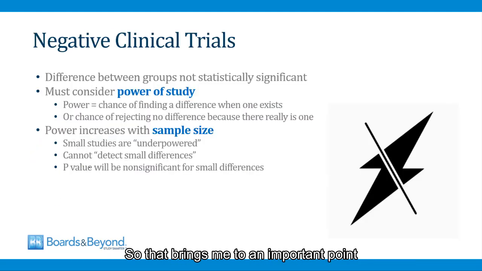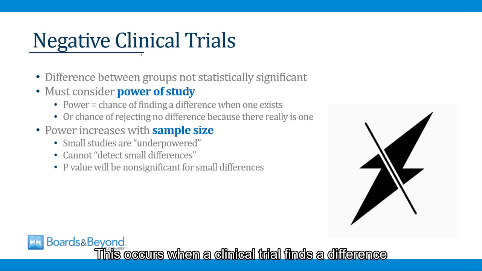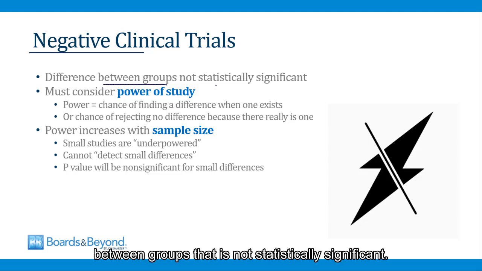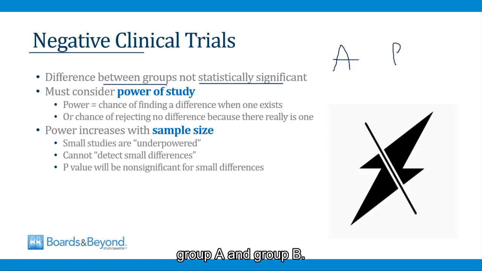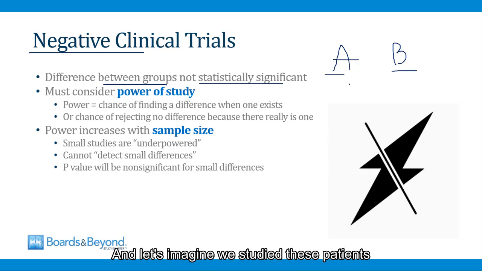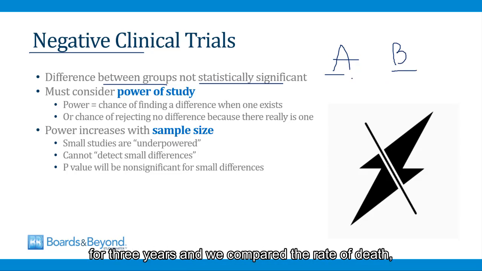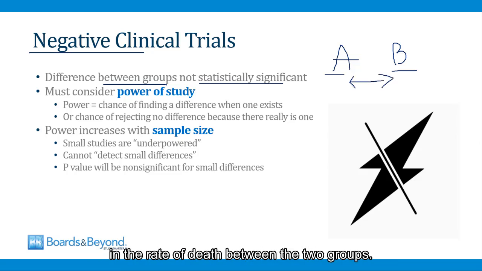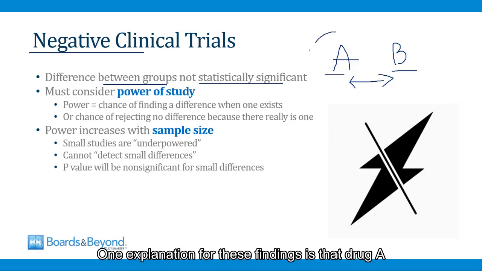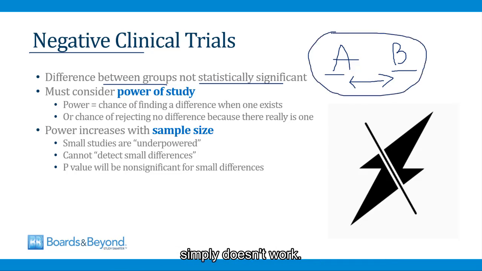So that brings me to an important point about negative clinical trials. This occurs when a clinical trial finds a difference between groups that is not statistically significant. So imagine we had a trial with two groups, Group A and Group B. Group A received a cancer drug and Group B received a placebo. And let's imagine we studied these patients for 3 years and we compared the rate of death, and there was no significant difference in the rate of death between the two groups. One explanation for these findings is that drug A simply doesn't work.